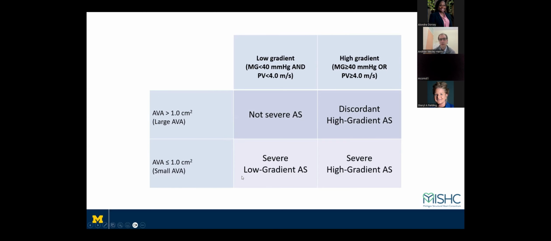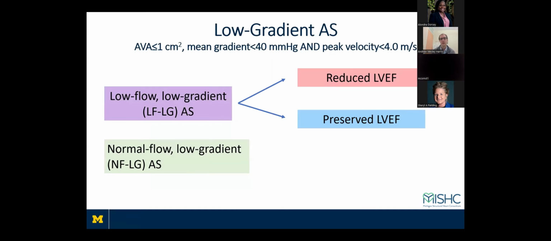But that leaves this final one here, which will be the topic of our presentation today, which is: what if patients have a low gradient, but they also have a small valve area of less than 1 centimeter squared? These would be patients that have severe or potentially severe low gradient aortic stenosis. And this comes in a few different flavors. So this can be low flow, low gradient aortic stenosis, or patients with normal flow, low gradient aortic stenosis.